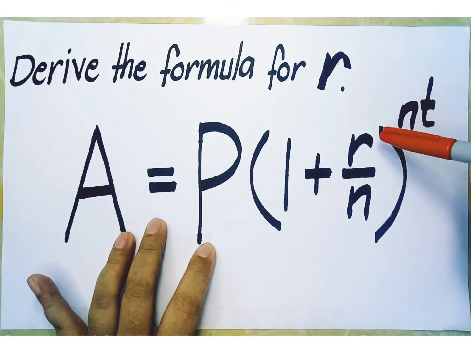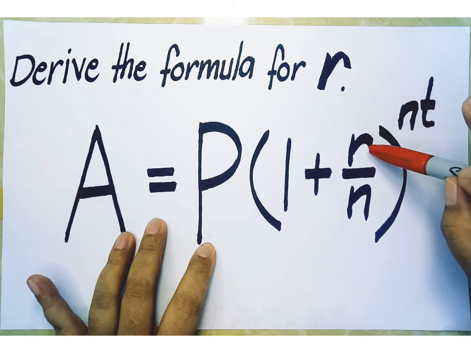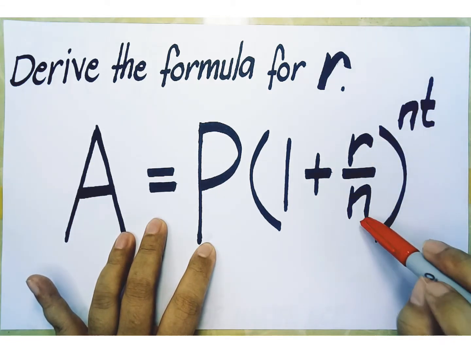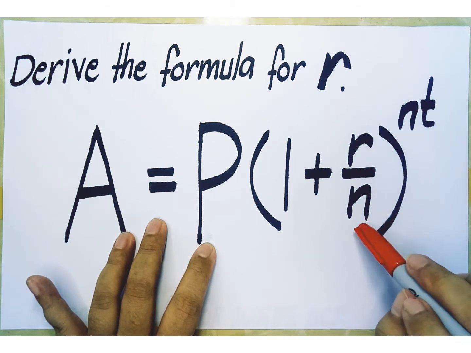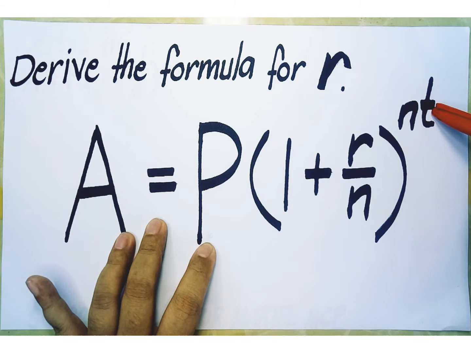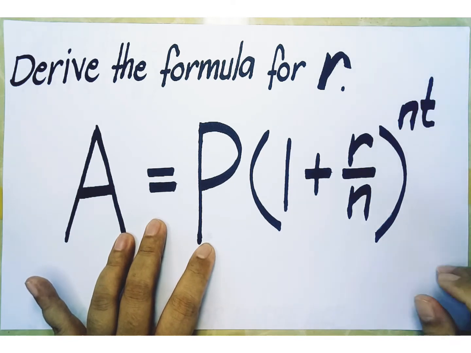R is the annual interest rate expressed as a decimal. N is the number of compounding periods per year. T is the time in years.